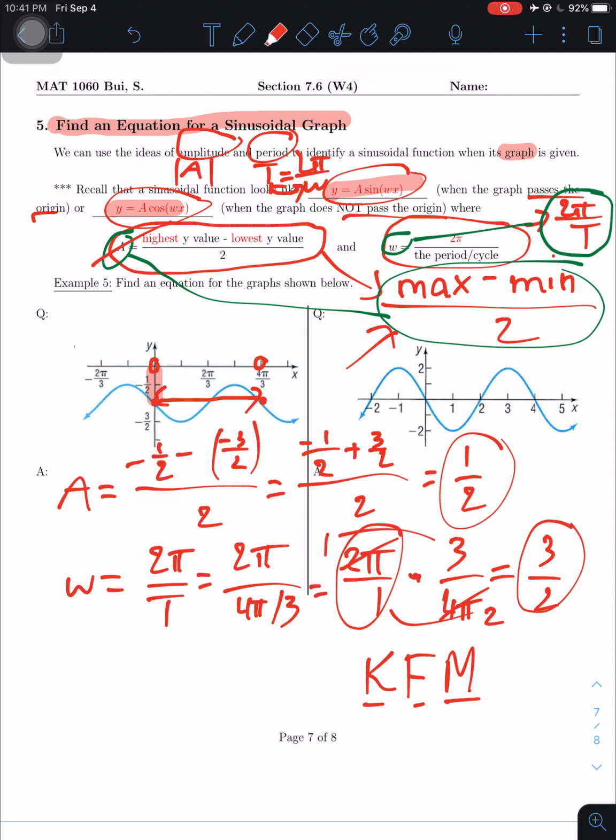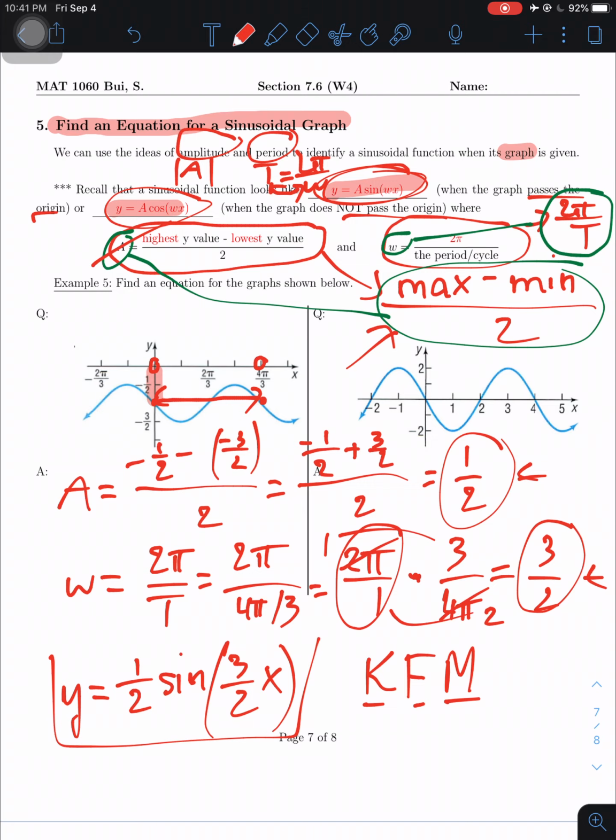If you don't want to, you can use cosine also, but then you have to change everything, and that will be harder. I'm going to give you an example of when you know it's going to be a cosine function. But for this case, let me just keep it with sine. So my final answer is going to look like this. y equals a, and my a in here is 1/2. Because it's passing through the origin, if you lift it up, it's going to be sine here, and omega, or w, in here is 3/2. So I'm going to write 3/2 and then x, and this is the final answer.